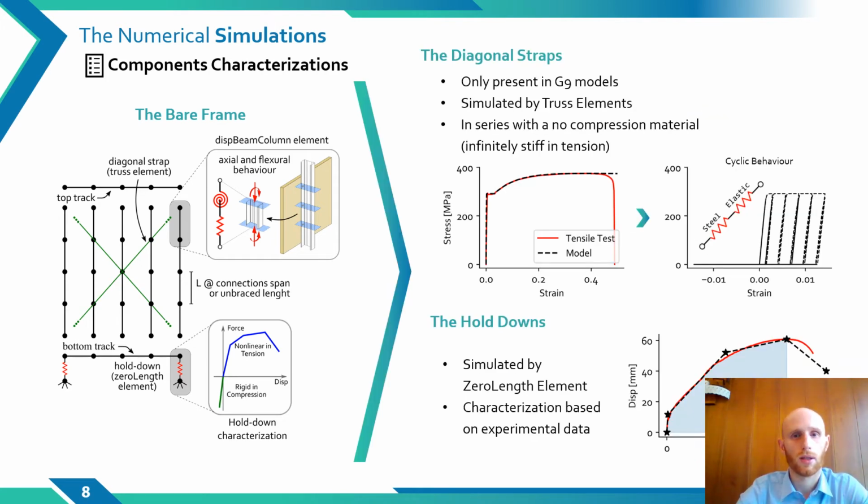Now we move to see in detail how the single components were characterized, starting from the steel frame. The diagonal straps, which are only in the G9 configurations, were modeled through a truss element, forcing the compression behavior to not exceed strength. In this way, the effect of the buckling in the diagonal straps was simulated. The hold-downs were simulated through spring elements named zero-length elements in OpenSees, and their tension behavior was characterized through experimental tests.